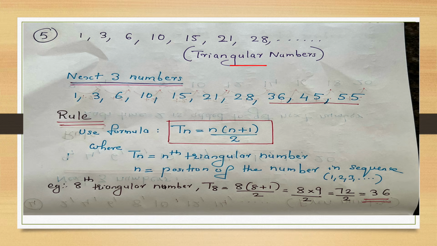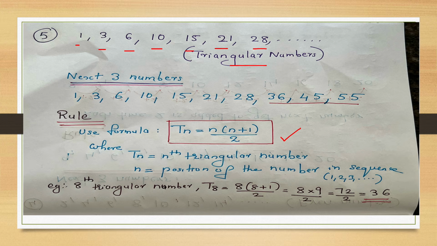So, we can easily find the sequence using a formula. See, Tn is equal to n into n plus 1 by 2, where Tn is the nth triangular number. For example, first triangular number is 1. Second triangular number 3. Third, 6. Fourth, 10. Then, fifth triangular number 15. Sixth triangular number 21. Seventh triangular number 28.